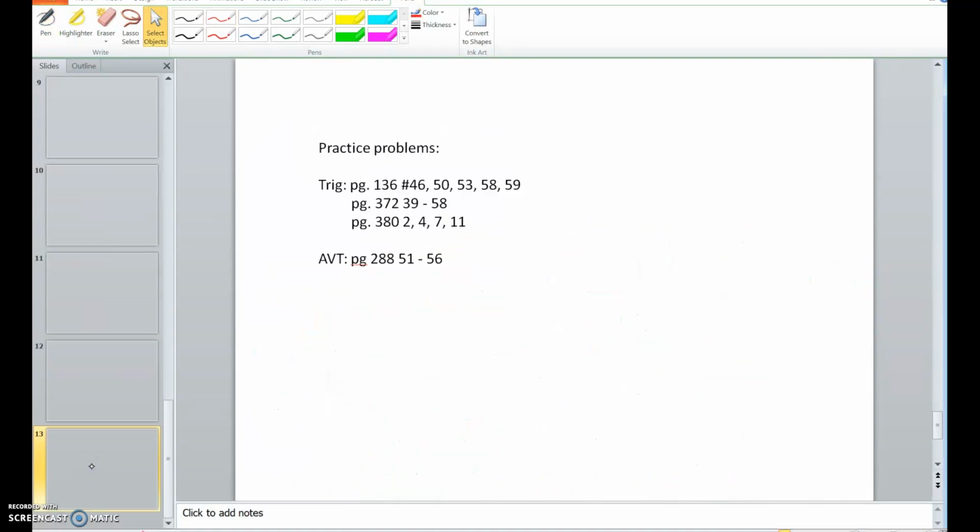So here, these problems are the practice problems for these two topics. These are from the book. It's practice with the new trig rules and some average value functions.